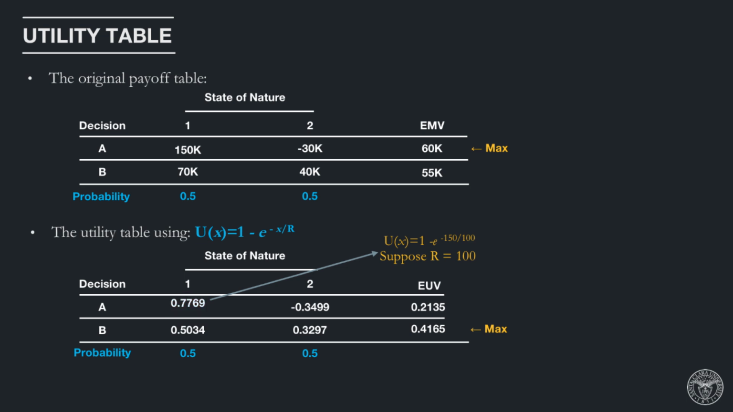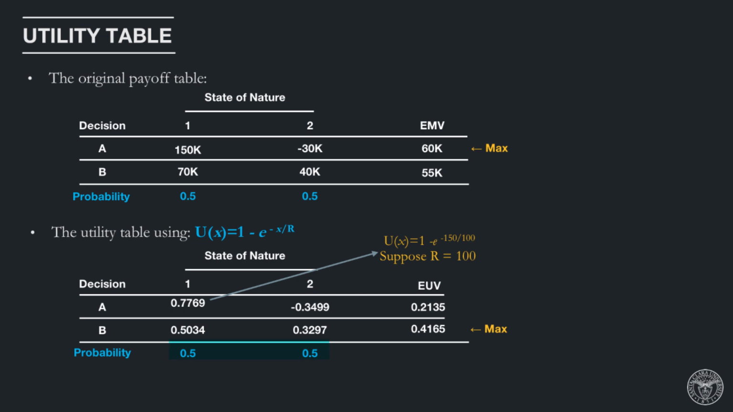Similarly, if we plug in x as negative 30 into the utility function u(x), we are going to get 1 minus e to the negative 30 over 100. After computation, we are going to get negative 0.3499 as the utility for decision A in state of nature 2. And we keep doing it, we get the utility for decision B, 0.5034 for state of nature 1 and 0.3297 for state of nature 2.